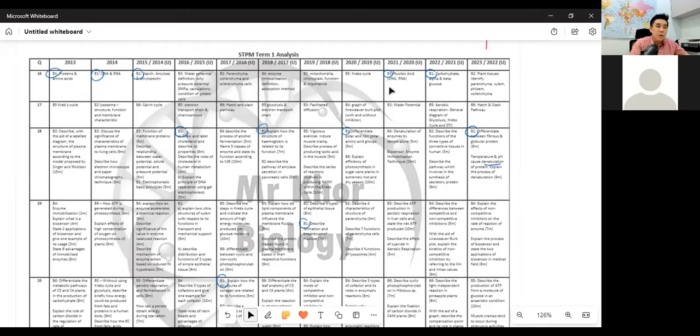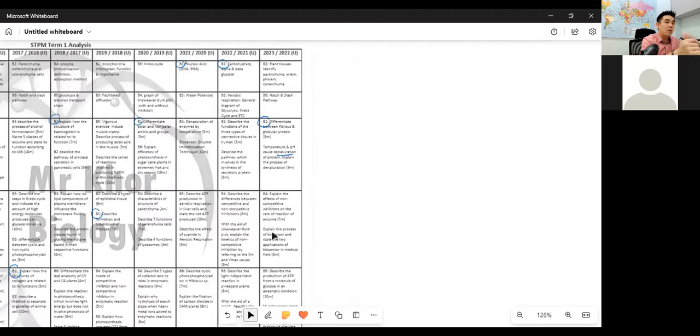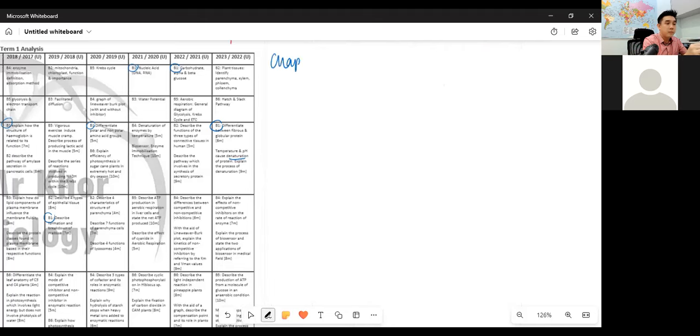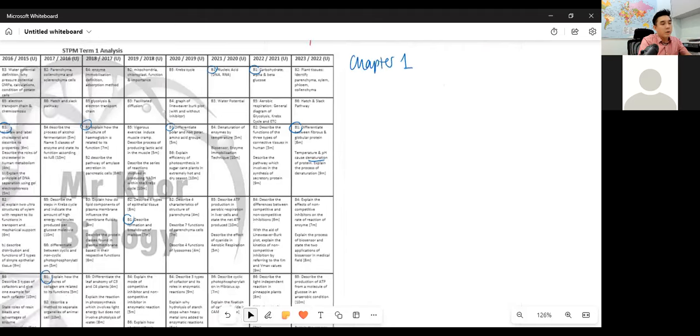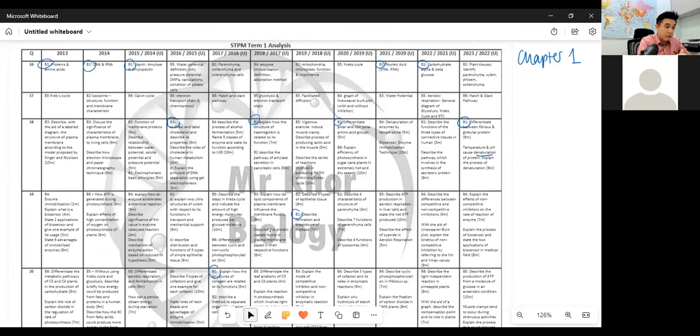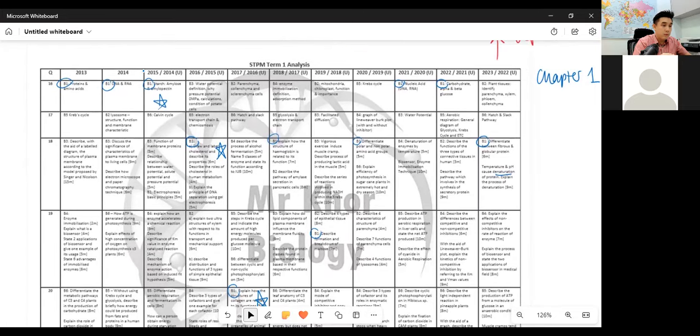Now, honestly speaking, anything before 2022, I suggest you must know all of it, because there is a chance to repeat. But anyways, for chapter one, talking about repeats, the ones which have a high chance to repeat are definitely collagen, cholesterol, starch, DNA, RNA.